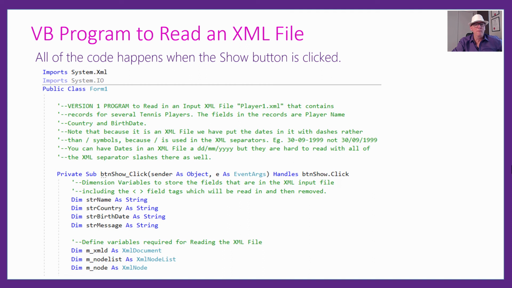So let's have a look at the program. This is just our version 1 program we're doing for reading XML files. We need to dimension the name, the country, the birth date, and a message as well that we're going to assemble everything into, which you'll see in a little while. Define the variables for reading the XML file. These are just XML type things: XMLD, node list, node. That's all part of System.Xml, so make sure you've got that imports up the top. And we're just using some things which are part of that imports.